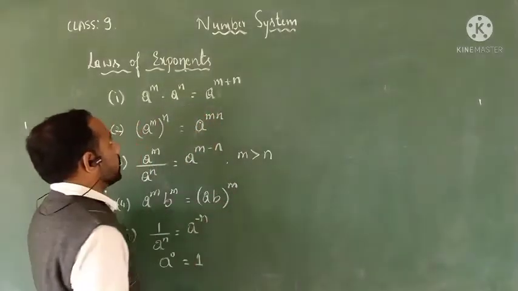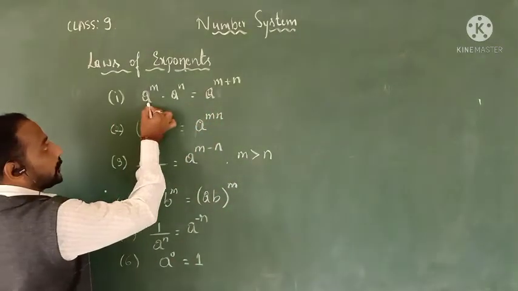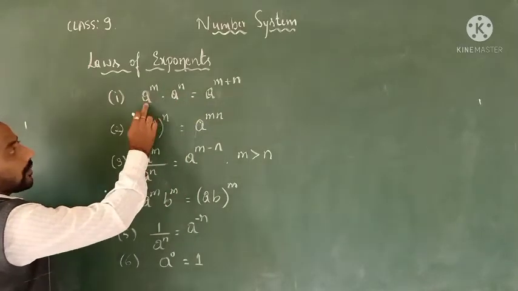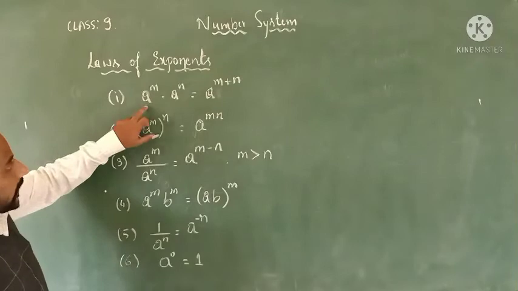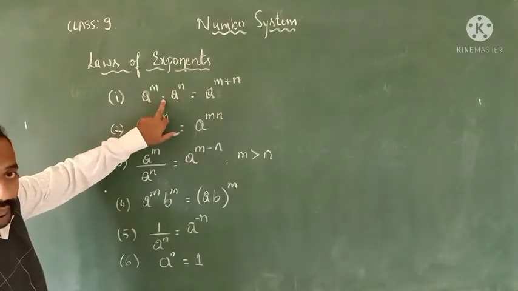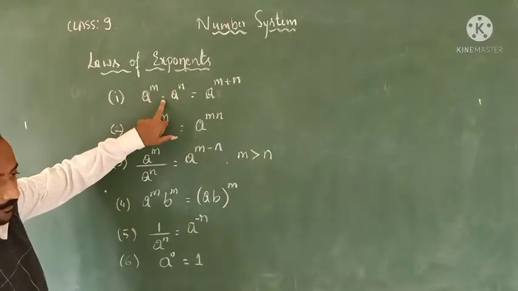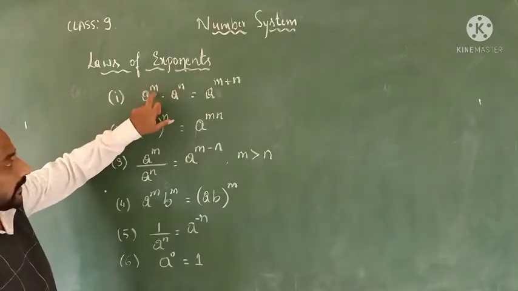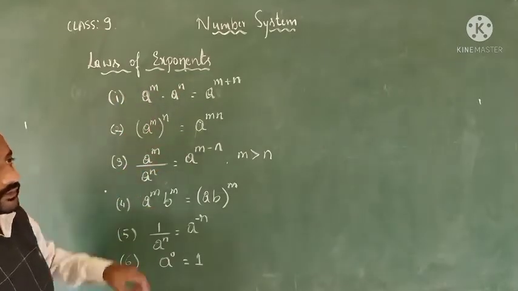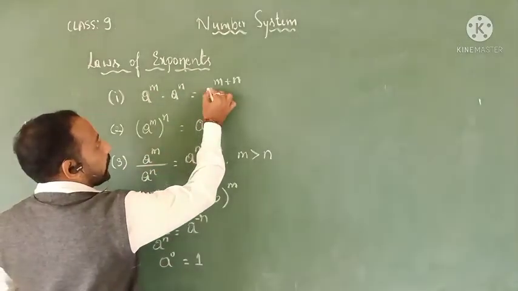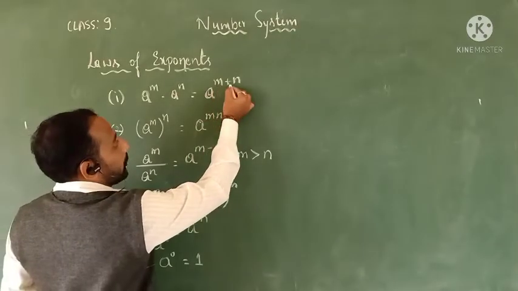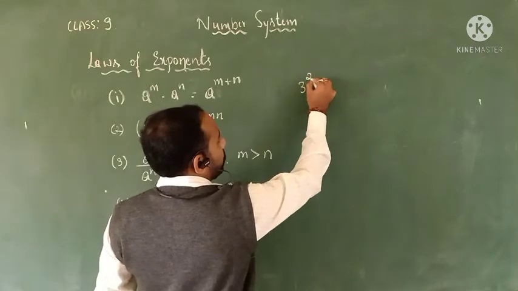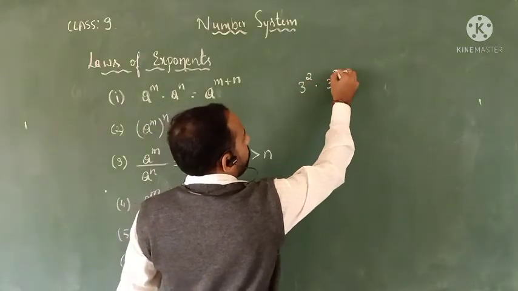Okay, now let's start. First law of exponents: a to the power of m into a to the power of n. If you observe these two, the bases are common, a and a, and in between those two we have a multiplication sign, while the exponents are different. If I get a number like this, then I can write it in the form of a to the power of m plus n. For example, let me take 3 to the power of 2 into 3 to the power of 3.